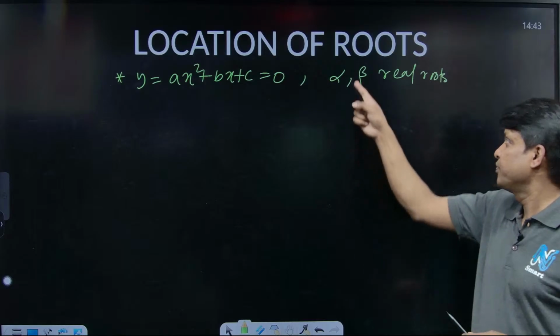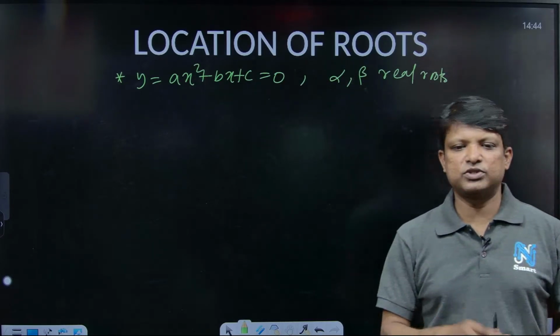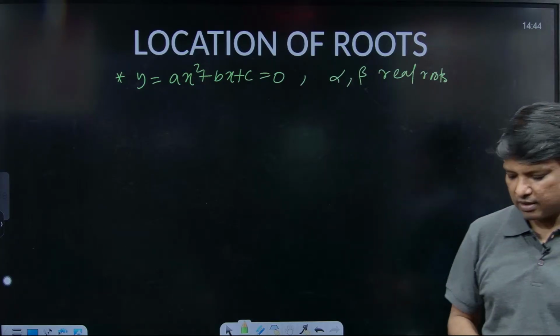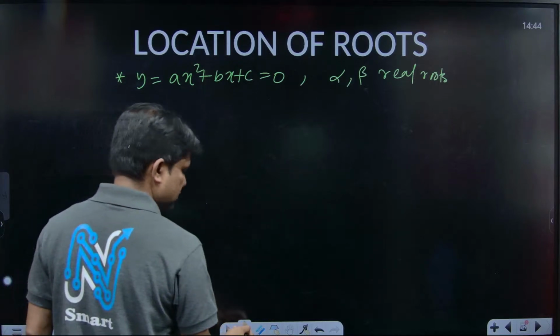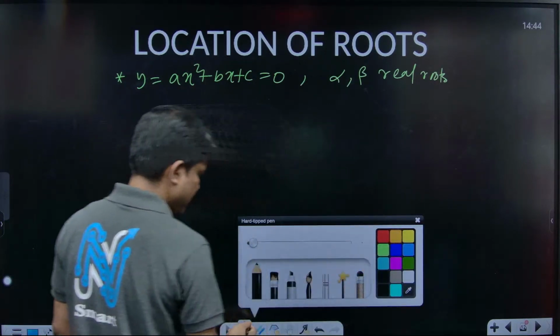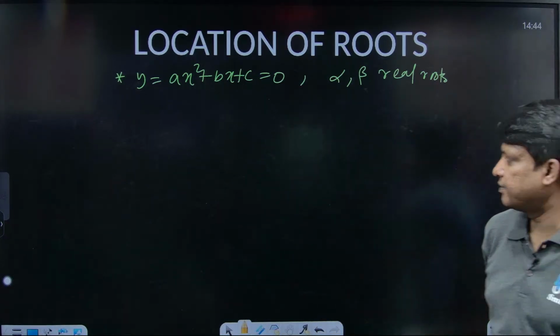Now, we have to check whether both roots are positive, both roots are negative, or one positive root and one negative root, we have to find the condition. Clear? So, this is called location of root. This is also a very important topic of this section. Every year one question, two questions, every year it will come.